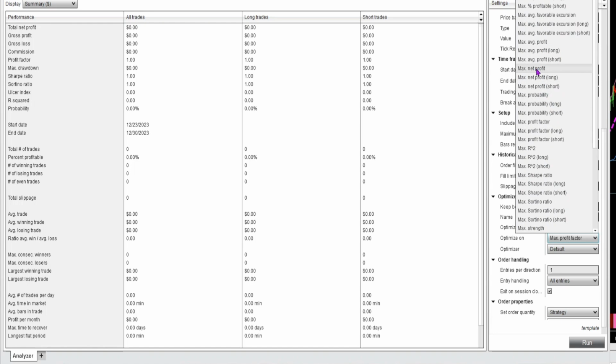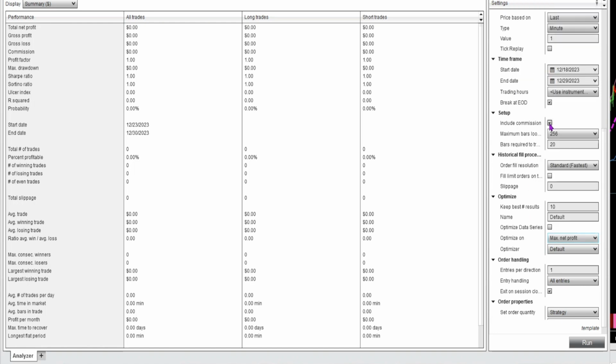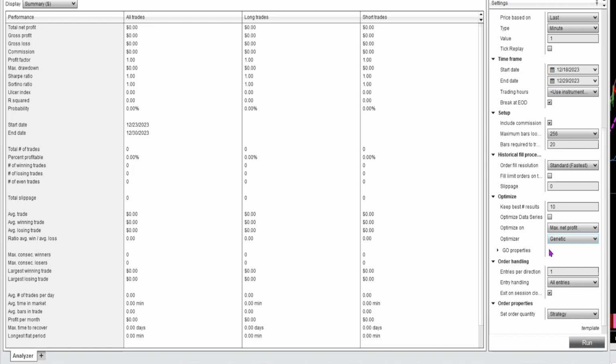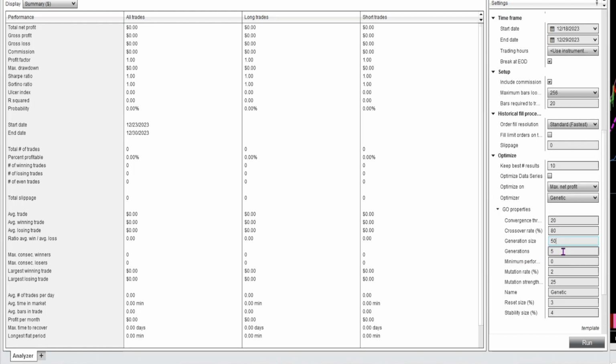I always like doing the max net profit. Got it set to include the commission. I'm going to do a genetic optimizer so it doesn't take so long to calculate. I'm going to change my generation size to 50. I'm going to change the generations to 10 and click run.